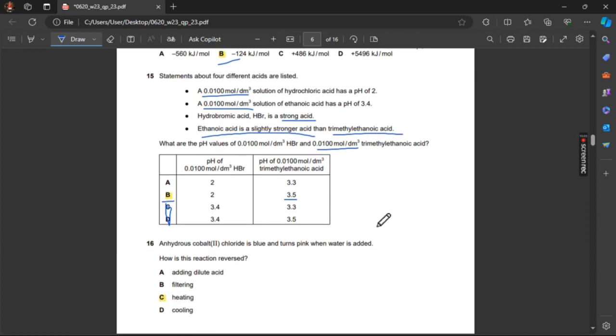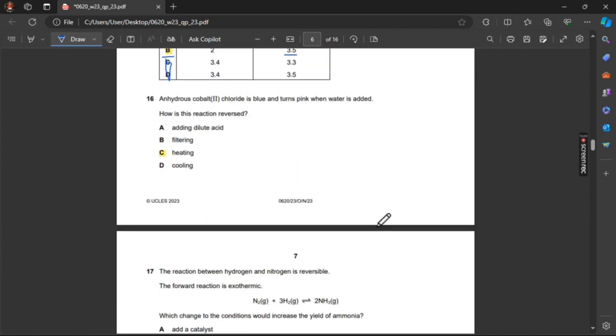And next question is, anhydrous cobalt 2 chloride is blue and turns pink when water is added. How is the reaction reversed? The only way to reverse this reaction is to heat it to lose water particles. The correct answer is C.